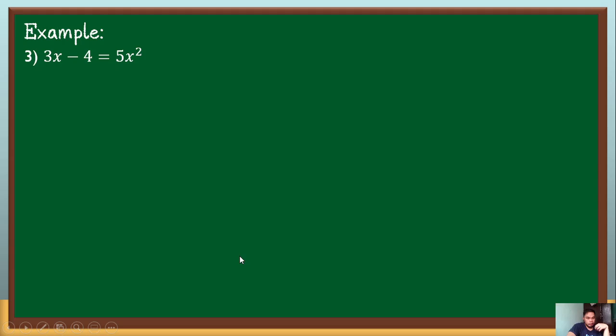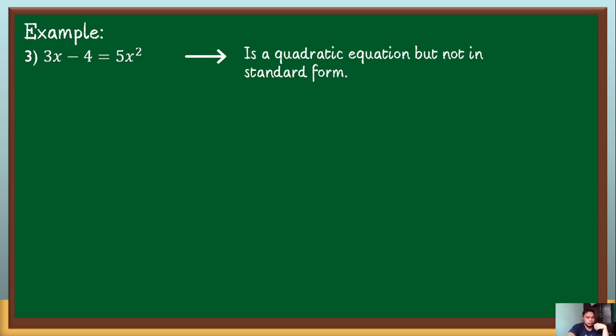Next example. The next example is 3x minus 4 equals 5x squared. Is this an example of quadratic equation? Okay, this is an example of quadratic equation since we have an exponent 2 in this equation. Okay, but is it written in standard form? Okay, it is not written in standard form since the x squared term is on the right side. We need to transfer it to the left side so we can consider that this equation is in standard form.